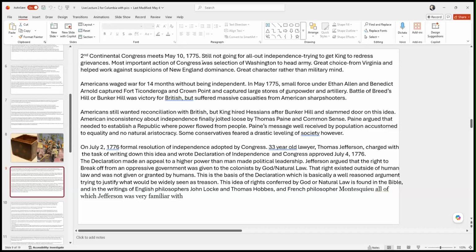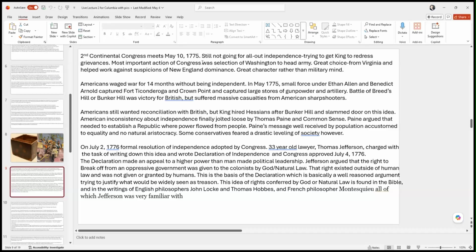And the basic argument that he makes in this document is that the people's rights as human beings are not given to them by governments. They're given to them by God. And if you don't believe in God, they're given to them just by the fact that they're human beings, by natural law. If that's true, then governments don't have the right to infringe on those rights. Governments don't have the right to take them away. And that was basically the argument that Jefferson made.